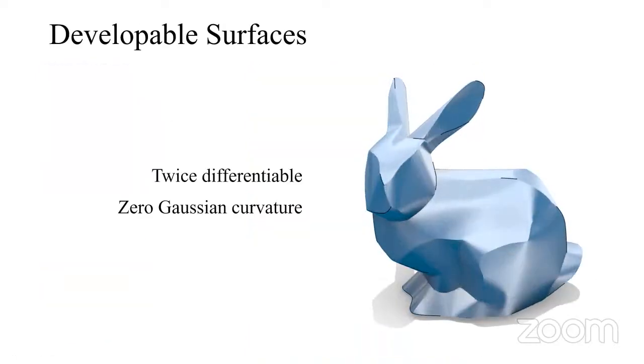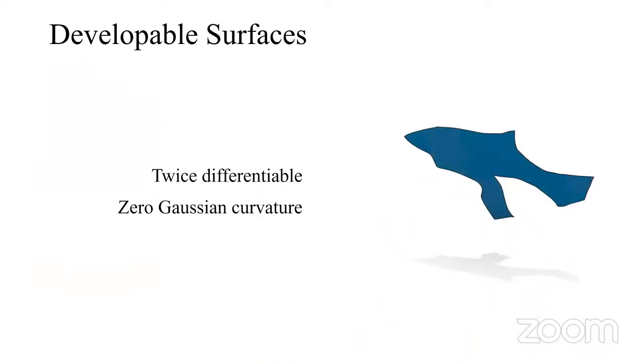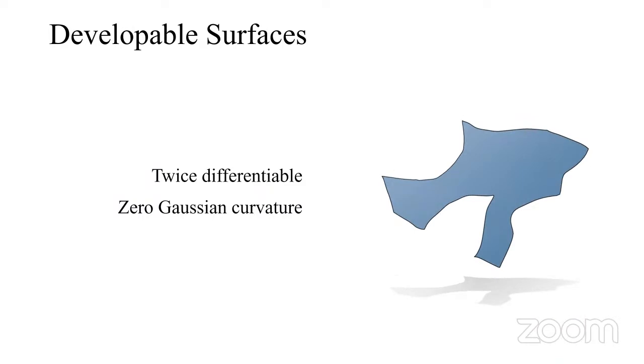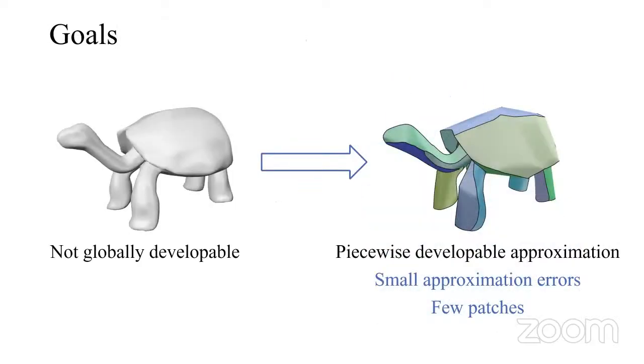In mathematics, the surface that can be bent from planar material is called a developable surface. In mathematics, the developable surface is twice differentiable with zero Gaussian curvature. So we can see that the developable surface is twice differentiable, and its Gaussian curvature is everywhere zero. This property enables the developability algorithm. However, most models are not globally developable, as the left models. Therefore, to fabricate with planar materials is to compute a piecewise developable approximation to the input surface.